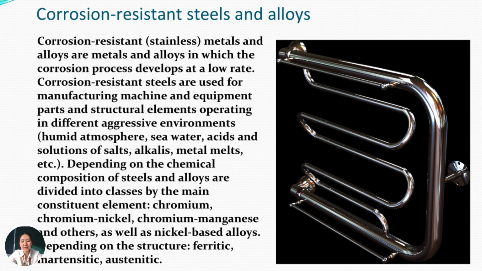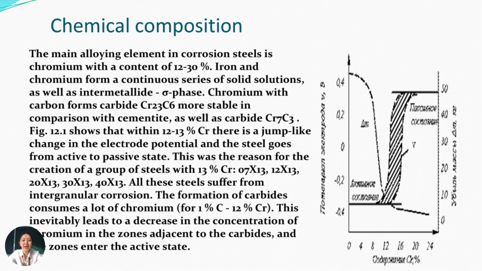The name is corrosion-resistant steels and their alloys. Okay, so next is the chemical composition. Now we learn about the chemical composition as used in material science. The main alloying element in corrosion-resistant steels is chromium with a content of 20 to 30%.